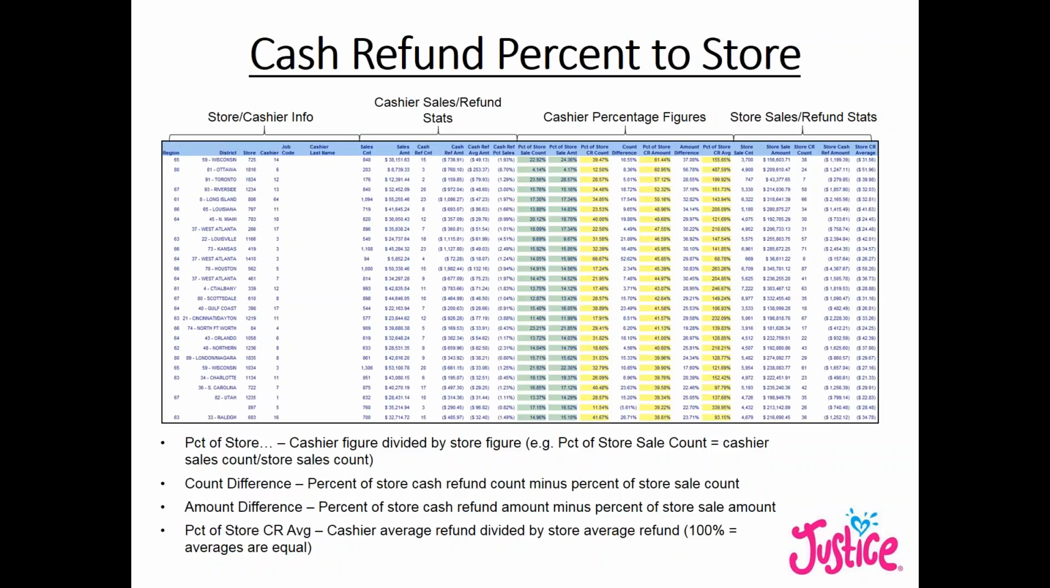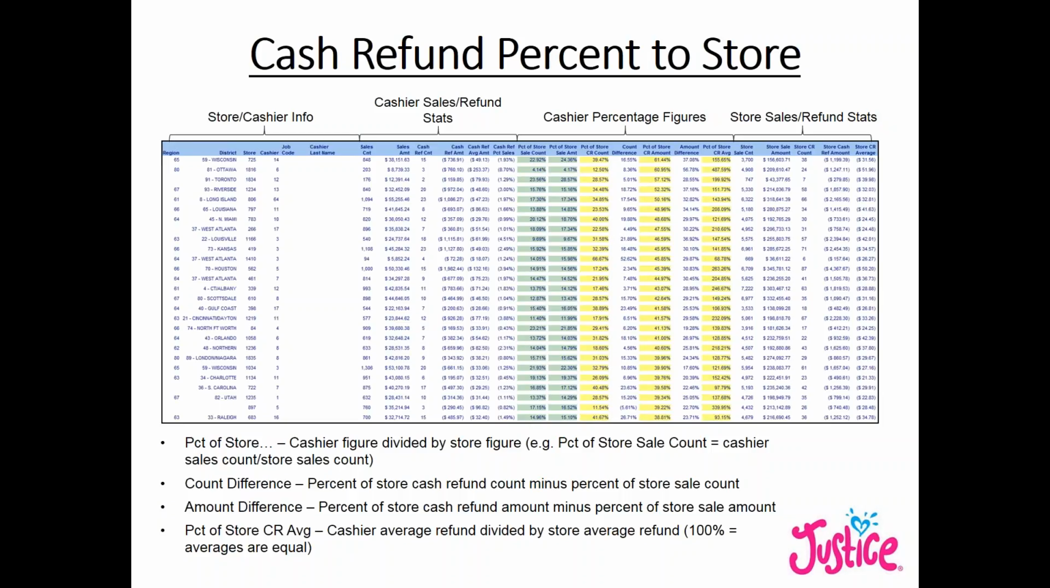Let me go through some of the columns here. On the left side is all your demographic info about the cashier. Then cashier sales and refund stats are your aggregate statistics on how much sales they've rung, how many refunds they've rung, what their average is, et cetera. The percentage figures are where it starts to get interesting, and that's where some of the criteria are built off of: what percent of this cashier's activity accounts for the total activity in the store, in both sales and in cash refunds. And then on the right side are the overall store sales and refund stats, which I use to compare the cashier to the store.